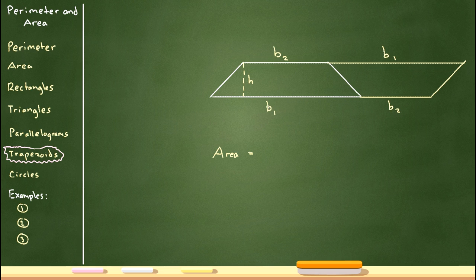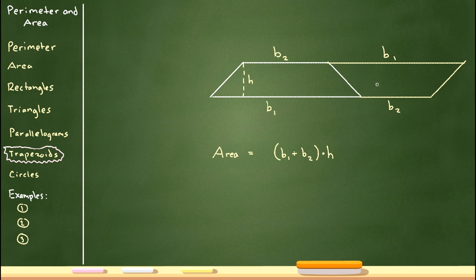By the way, you would read this as B sub 1 and B sub 2. These are considered to be subscripts. Okay, so the base is B1 plus B2. Now, we would multiply this by the height. Okay, so that's the area of the large figure here.